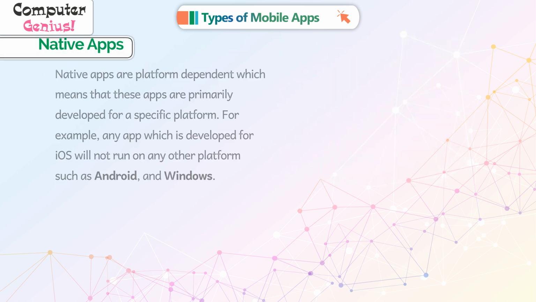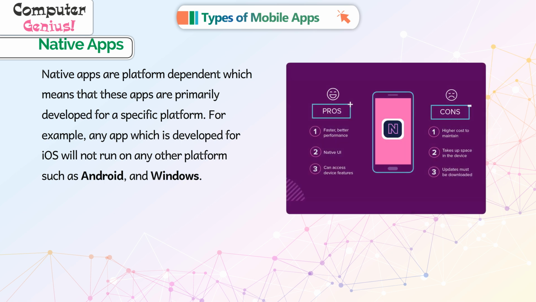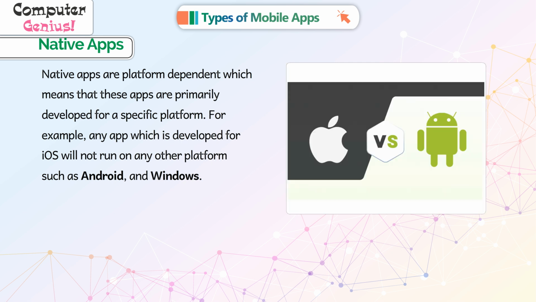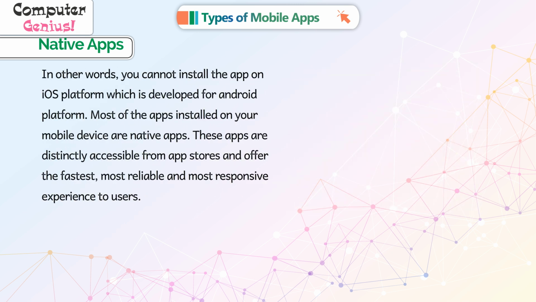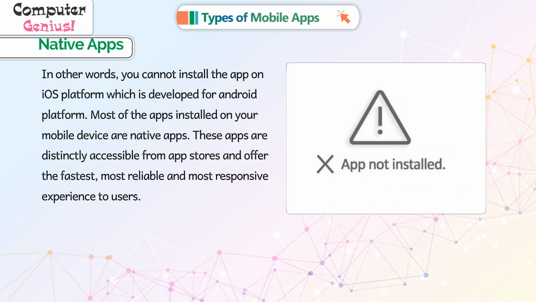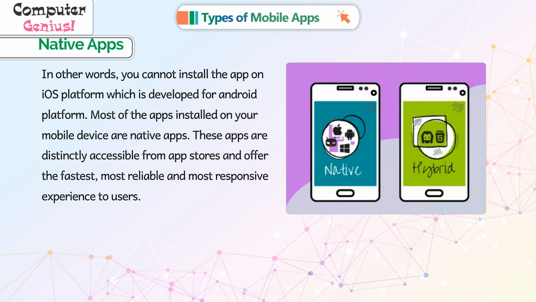Native apps. Native apps are platform dependent, which means that these apps are primarily developed for a specific platform. For example, any app which is developed for iOS will not run on any other platform such as Android and Windows. In other words, you cannot install the app on iOS platform which is developed for Android platform. Most of the apps installed on your mobile device are native apps.